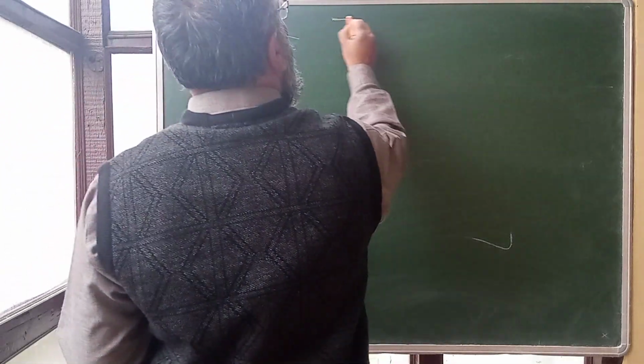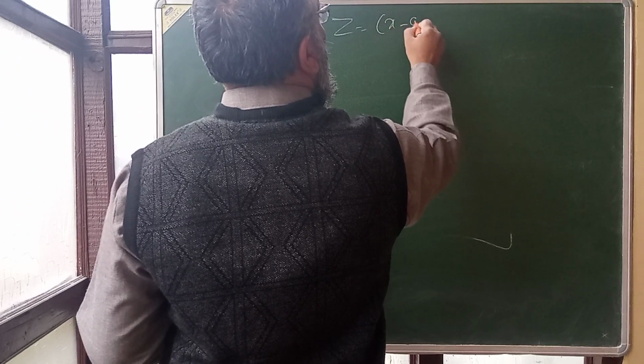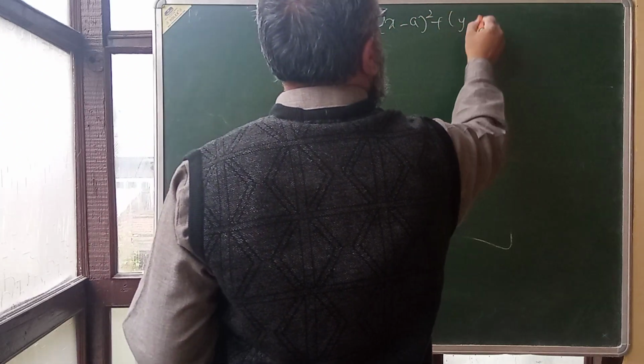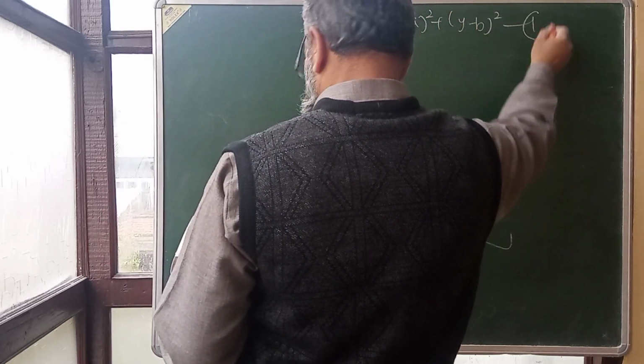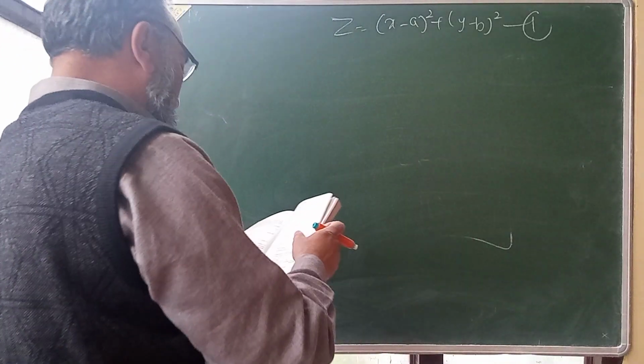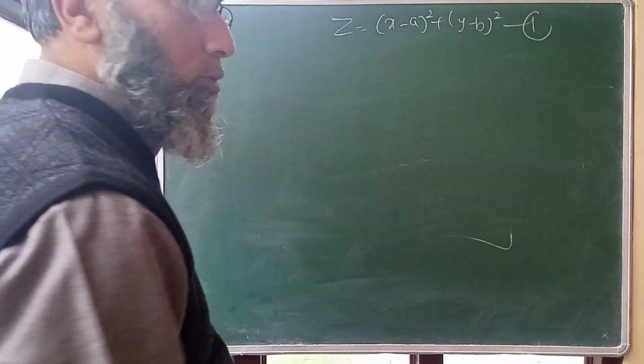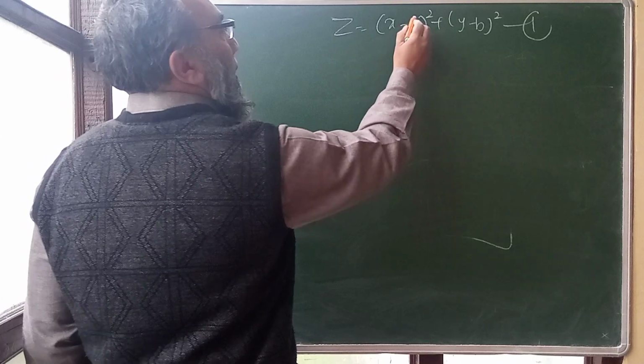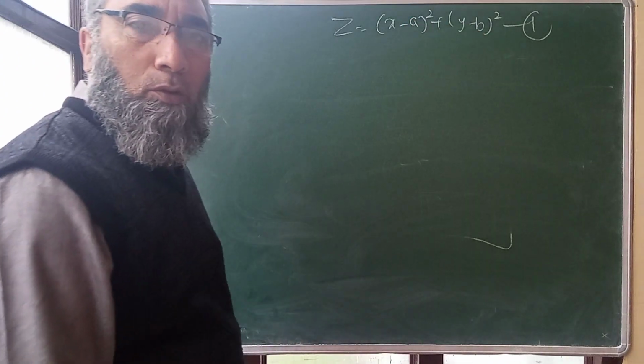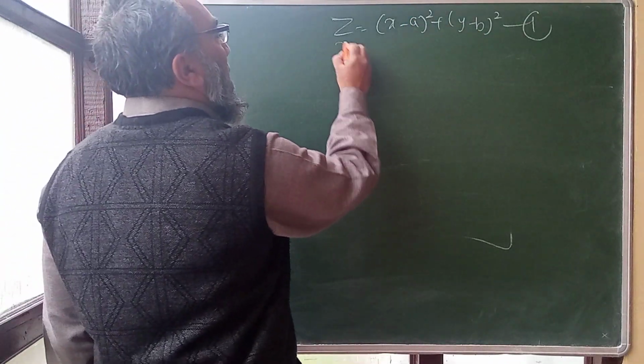Let z equal (x minus a) square plus (y minus b) square. I have to eliminate a and b, so let me differentiate partially with respect to x and y.